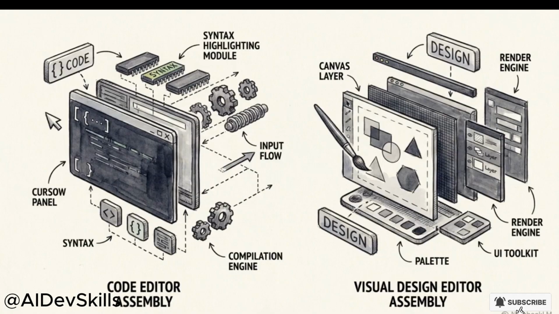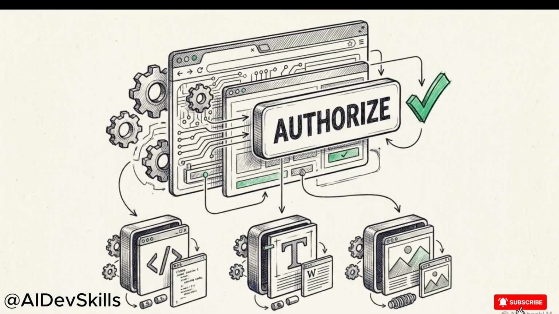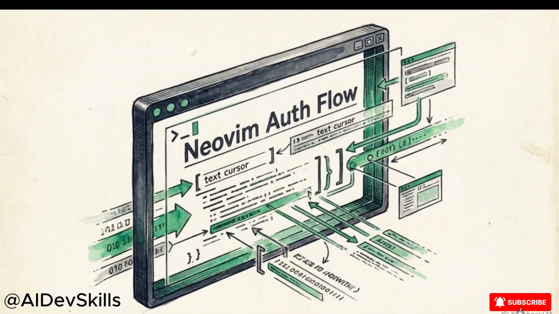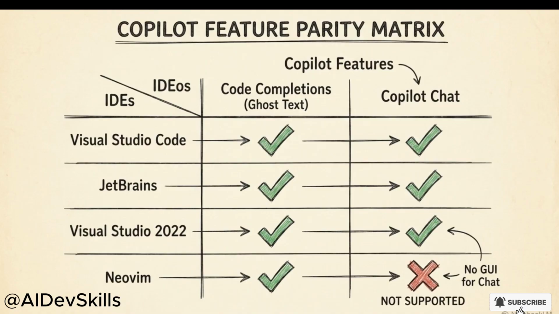For VS Code, for JetBrains IDEs, and Visual Studio 2022, the default is the OAuth browser flow. However, CLI tools and NeoVim environments require the alternative OAuth device flow. In this flow, the developer generates an 8-character token in their terminal, navigates to the GitHub device login URL, and authorizes the connection manually. It is important to manage expectations, as not all editors support the same features.